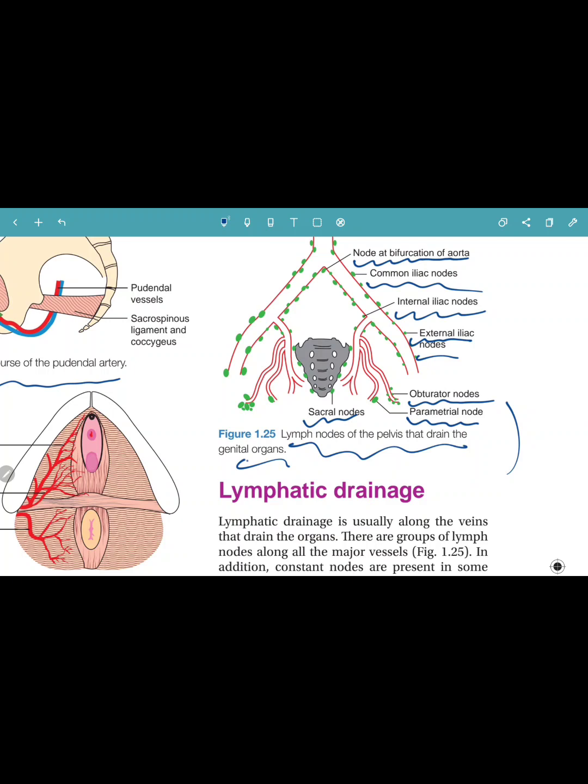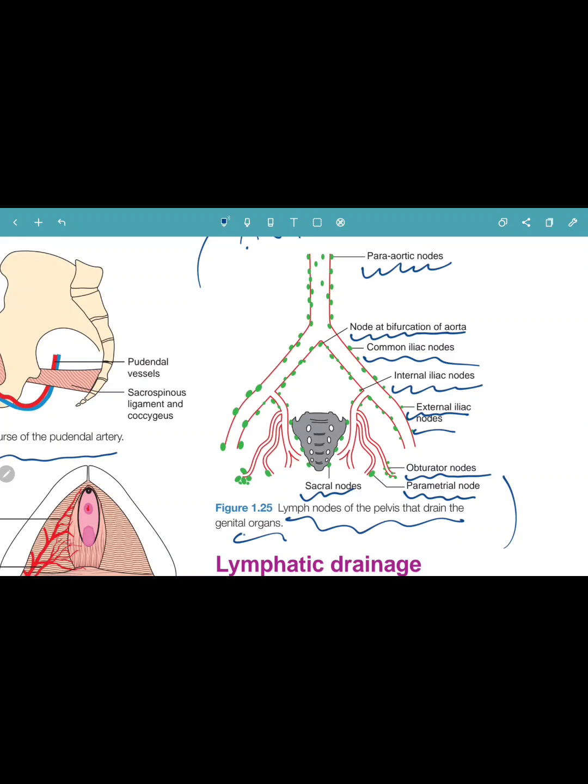So at the aorta you have your para-aortic nodes, and then the bifurcation of the aorta happens, so that is your node at the bifurcation of the aorta. Para-aortic nodes, node at the level of bifurcation of the aorta, and then your common iliac nodes. From the common iliac nodes, you have your internal iliac nodes and external iliac nodes. The internal iliac nodes drain into the obturator nodes, the parametrial nodes, and the sacral nodes. Very, very important. This is the lymphatic drainage.